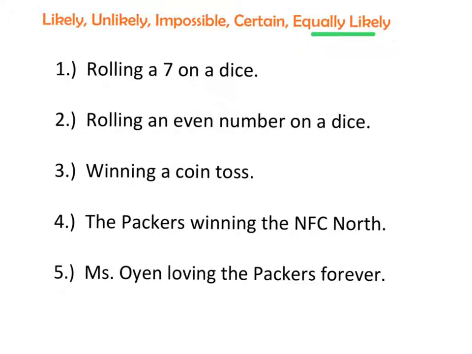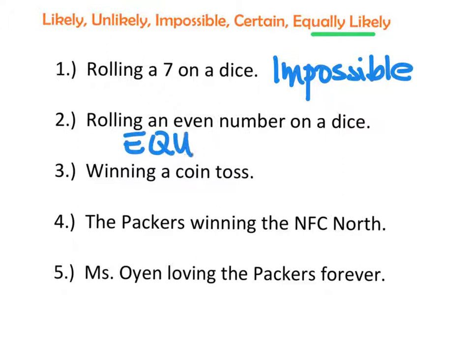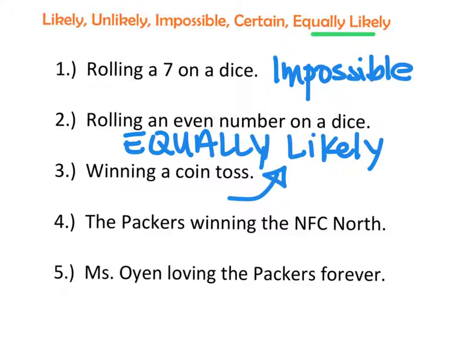All right, so the first one, rolling a 7 on a dice. There usually is not a 7 on a dice, so that would be impossible. Number 2, rolling an even number on a number cube or a dice. Well, there's 3 even numbers, 3 odd numbers, so this would be equally likely. Number 3, winning a coin toss. Well, you have a 50-50 shot. There's heads and tails. So again, that would be equally likely as well.